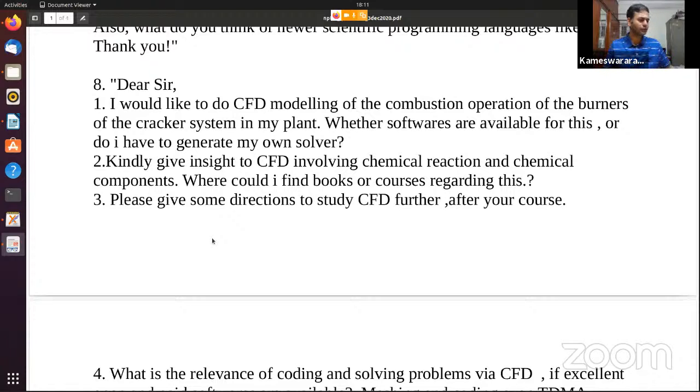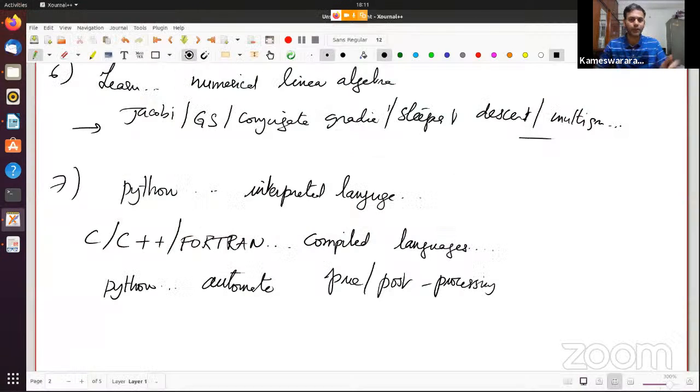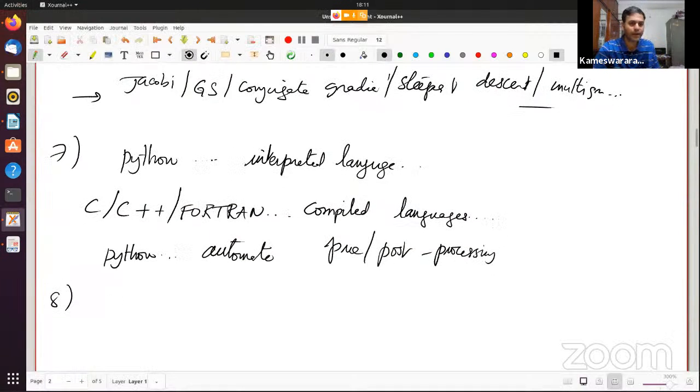But of course, you can certainly look at any of the packages such as Upwind or Star CCM to see if their combustion capabilities are sufficient for you. That's what I would suggest.